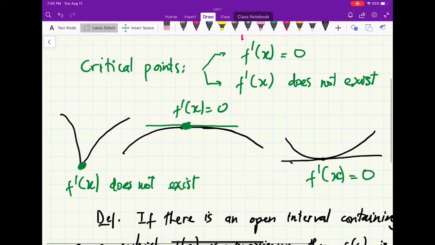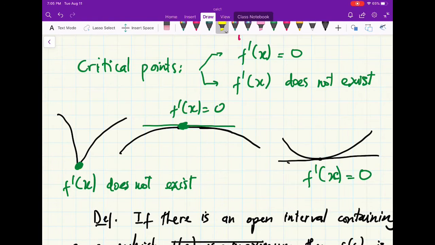If you look at the first picture right here, the derivative does not exist at this point. Because you see the left derivative and the right derivative are different, right? At this point, the graph is not smooth.